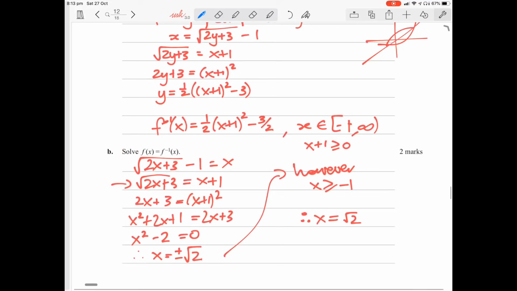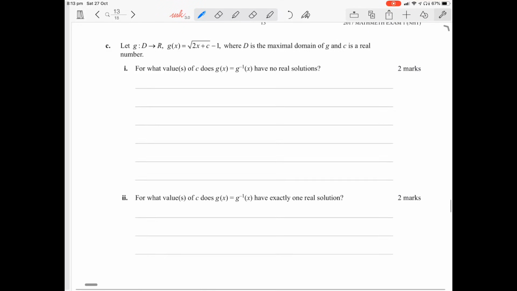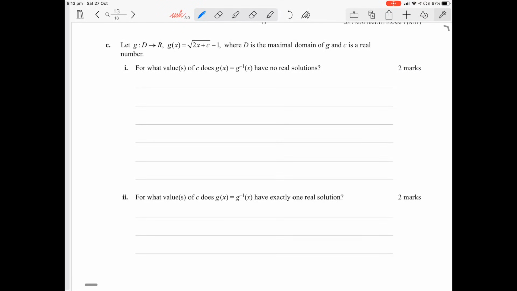Did it ask for the coordinates or just not? Okay. Root 2x plus c minus 1, where d is the maximal domain of G and c is a real number. What values of c have no real solutions?